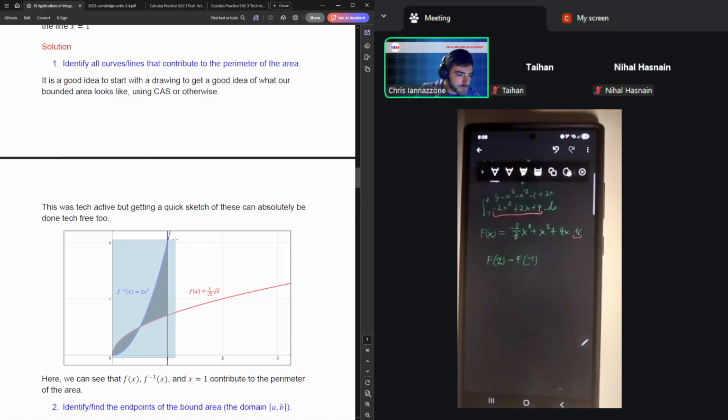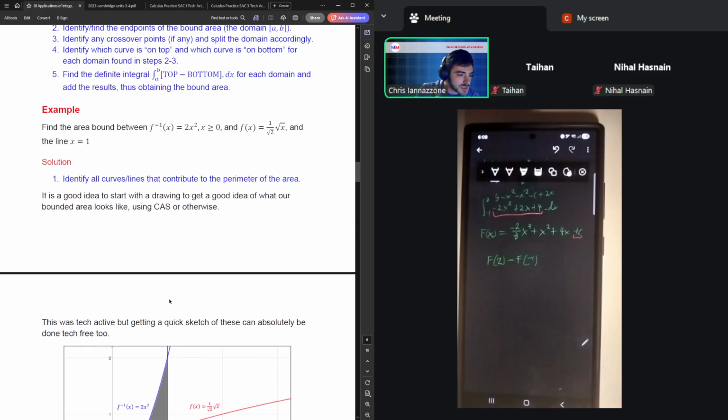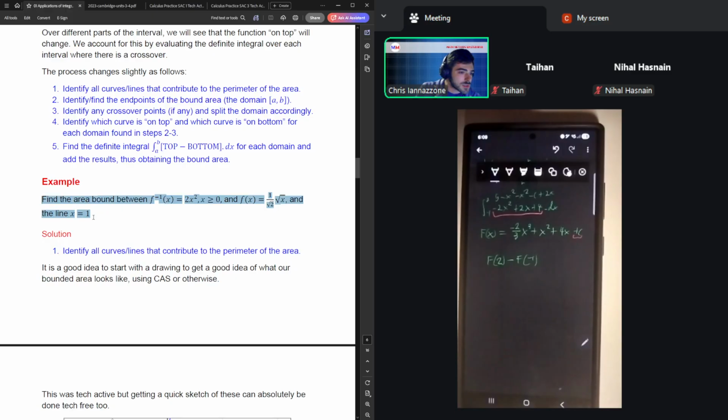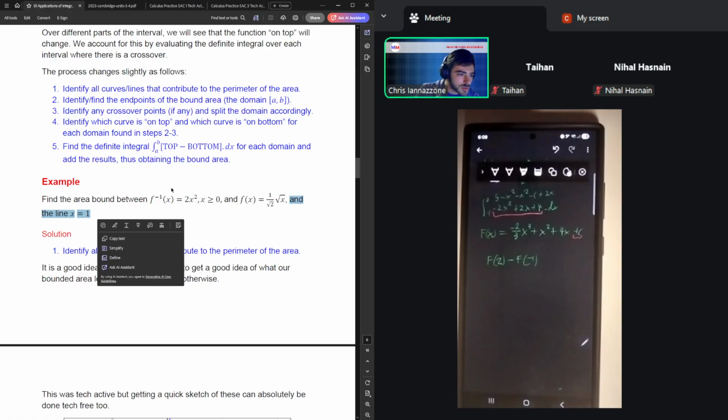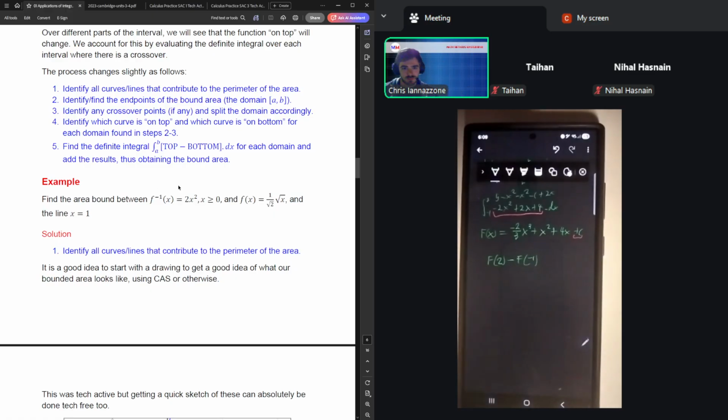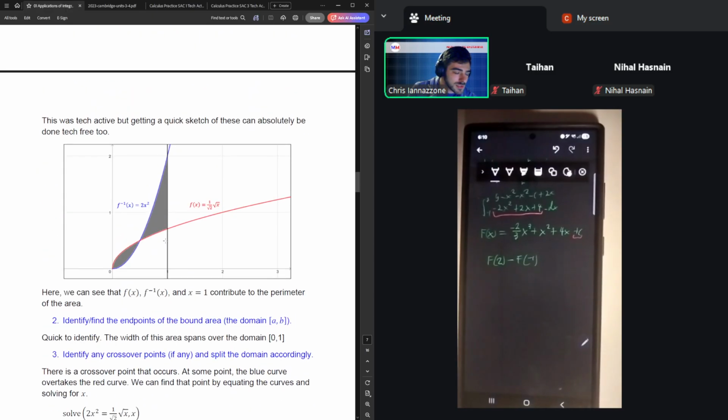Now, as for why the boundary looks like this, where do we get this random line from? This is the key wording that you'll see. Find area bound between function and the line x equals 1, or the line y equals something. You'll find that that's the way they introduce extra lines technically, but they don't necessarily become additional functions that you have to worry about usually. They're just things that set the endpoints of your boundary, or maybe set the roof of the shape.